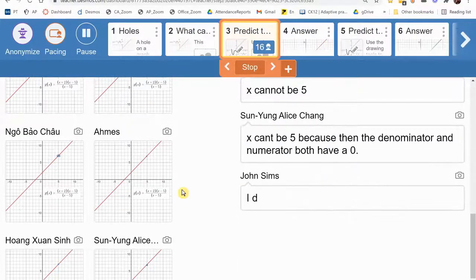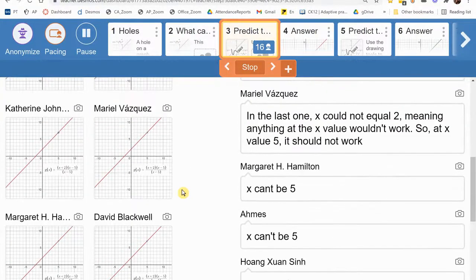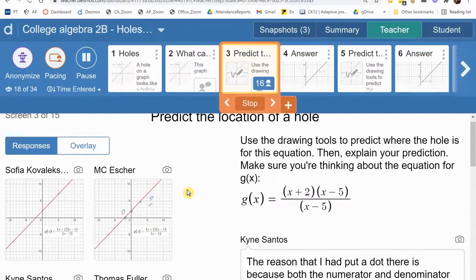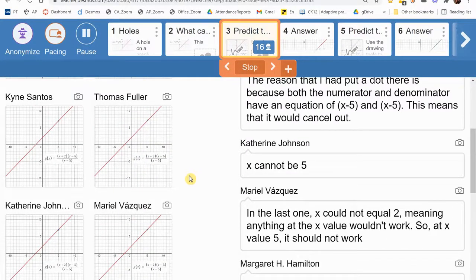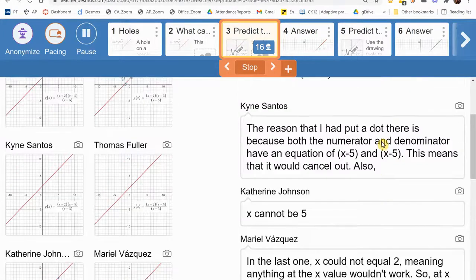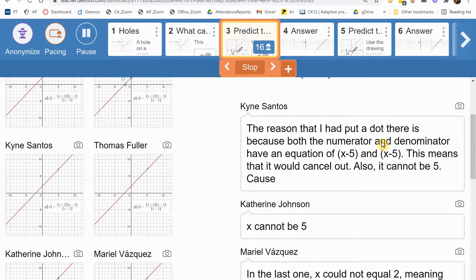All right, good. And now for your explanations, I'm seeing a lot of people say things like, it can't be 5. Right, I see that at least 4 times from folks here. It can't be 5. Well, okay, why not? And why does that cause a hole? Right? Think about how you can put all of it together.